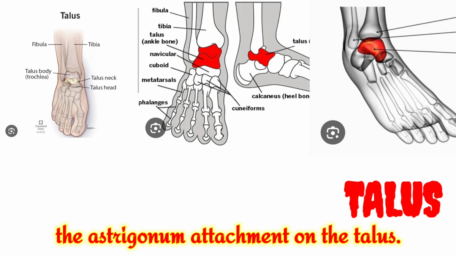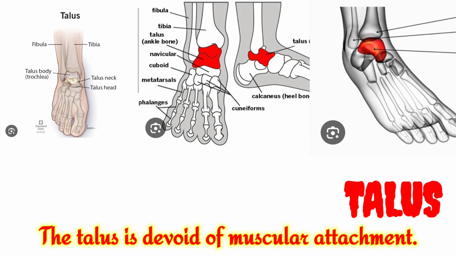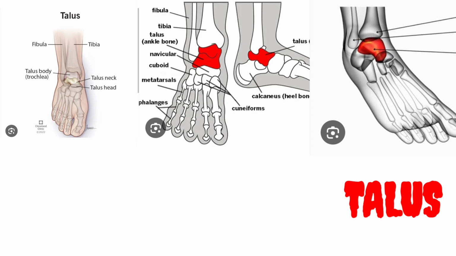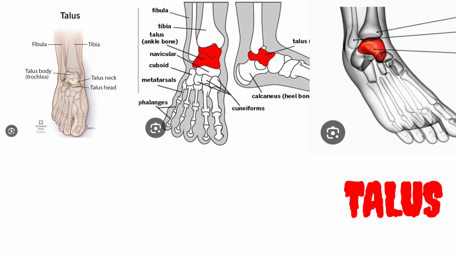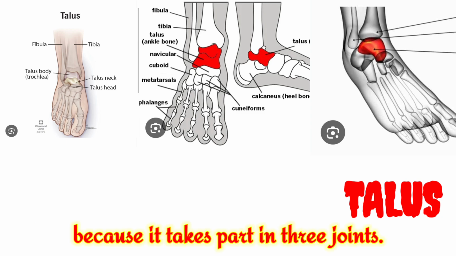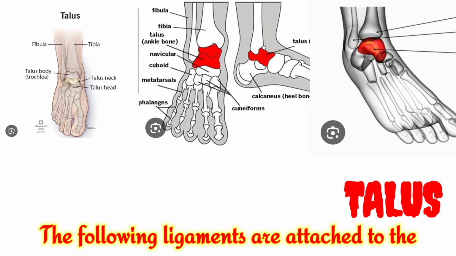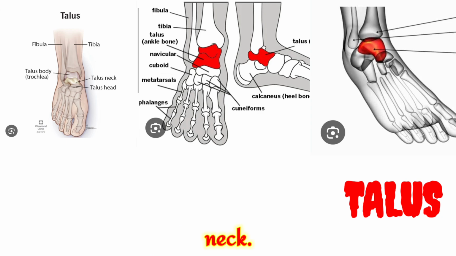Attachments on the talus. The talus is devoid of muscular attachment but numerous ligaments are attached to it because it takes part in 3 joints. The following ligaments are attached to the neck.